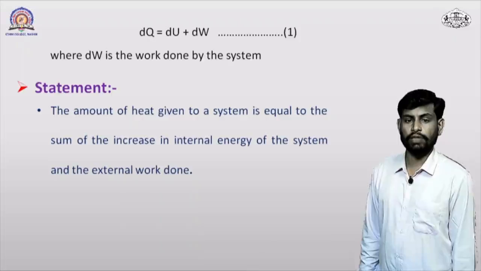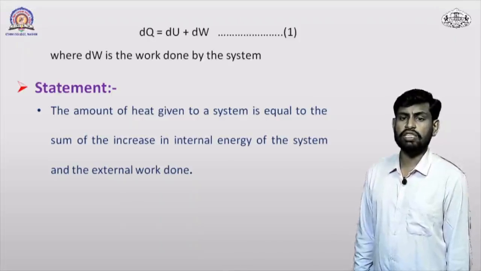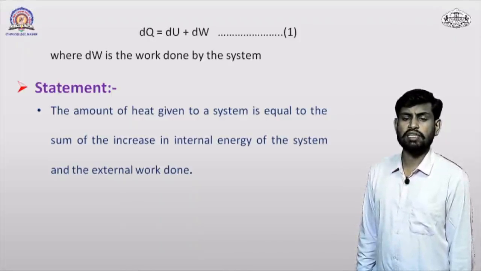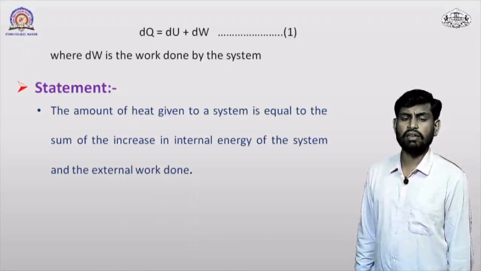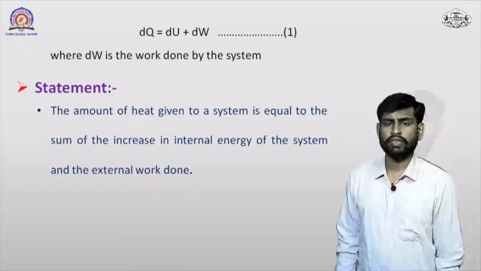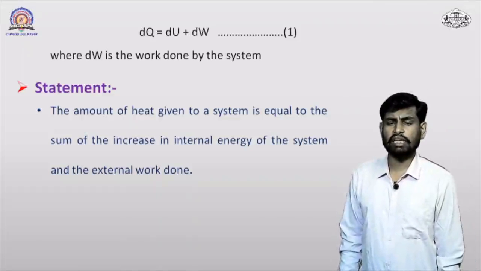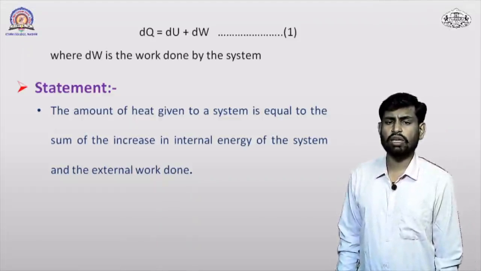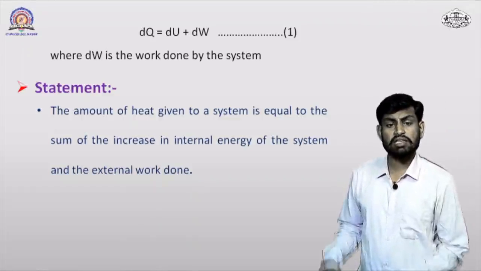The amount of heat given to a system is equal to the sum of the increase in the internal energy of the system and the external work done. dQ is equal to the internal energy change dU plus work done dW, where dW is the work done by the system.